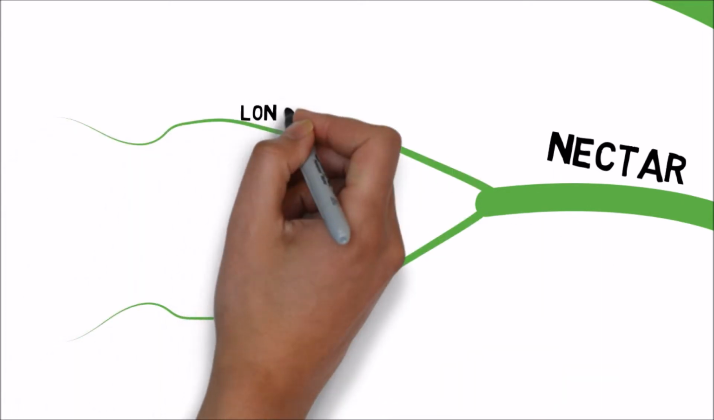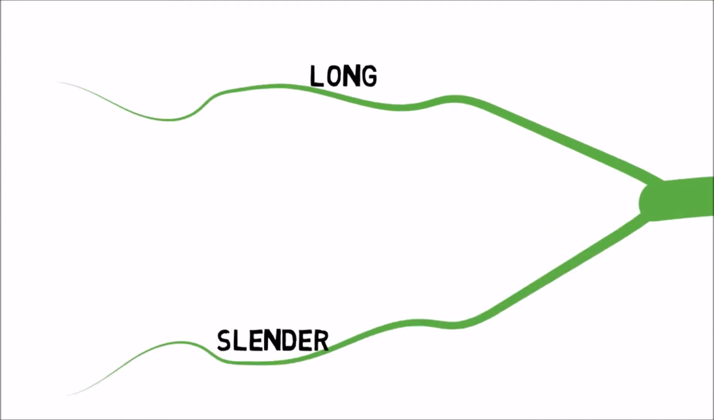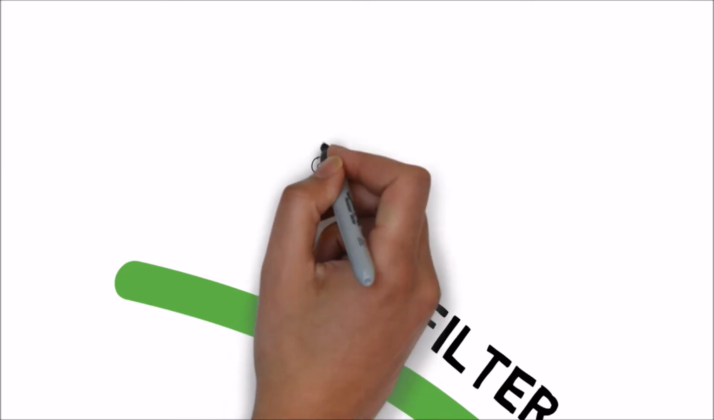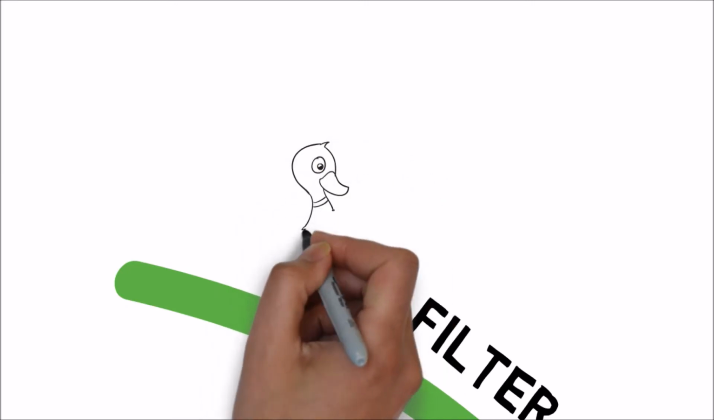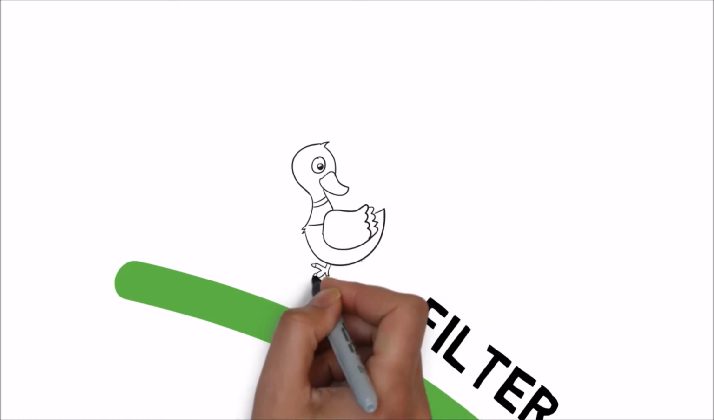They're long, very long, and they're slender. And here you can draw a sunbird. That can help you remember how they look, or any other bird that feeds on nectar. Then filters, here I'm going to draw a duck. Remember, pictures throughout your mind map. These are the things that are going to help you remember all the details that you study.